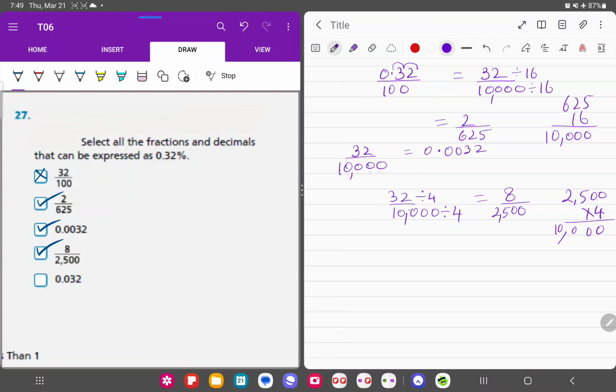Okay, let's check now. We already saw 32 over 10,000 is 0.0032, so definitely this option is wrong. So what we get are the above correct options. So that's the answer for 27, and we are done with the topic.